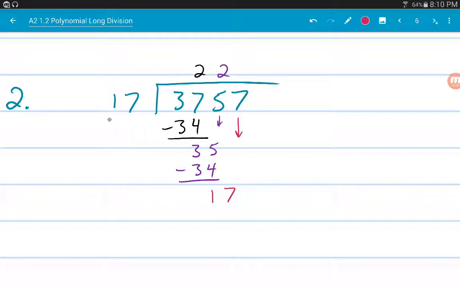Now we do it one more time. How many times does 17 go into 17? 17 goes into 17 once. We then multiply over. 1 times 17 is 17. And we subtract, and we get a 0 remainder. And there's nothing else left to bring down. So we're done.